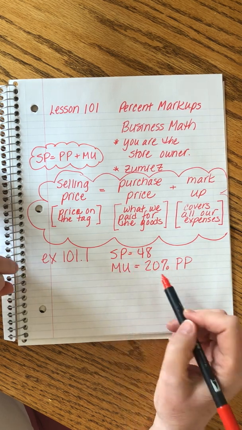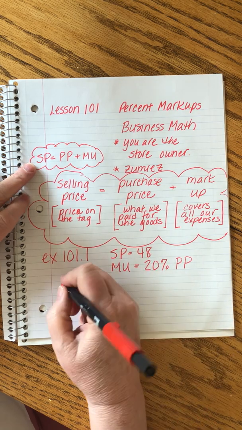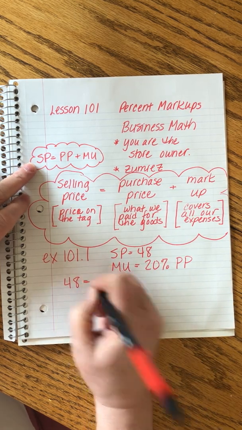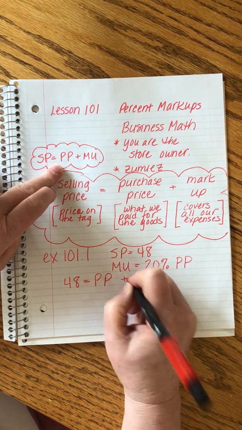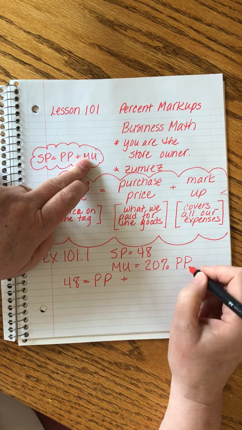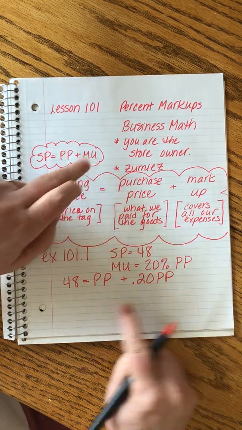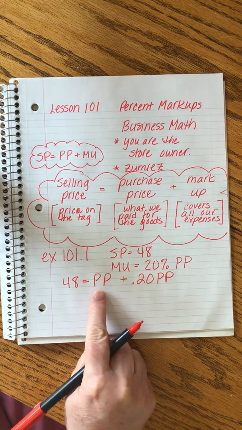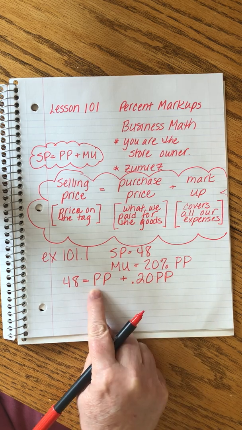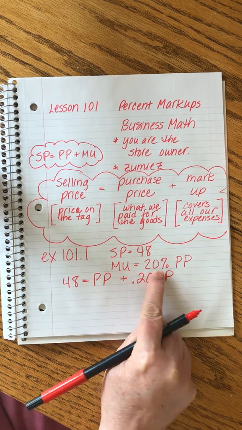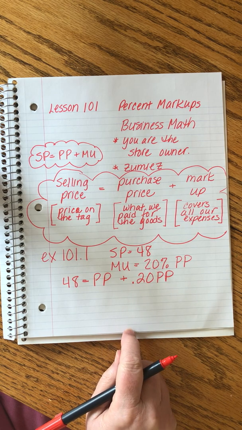We know the selling price and we know something about the markup. So what we're going to do is plug into this. We'll have 48 equals the purchase price, which we don't know, plus the markup, and the markup we know is 20% of the purchase price. I'm going to write that as a decimal, but otherwise I'm just writing that. Our selling price equals the purchase price, which we don't know, plus 20% of the purchase price, because that's what the markup is. All right, so how do we solve this?